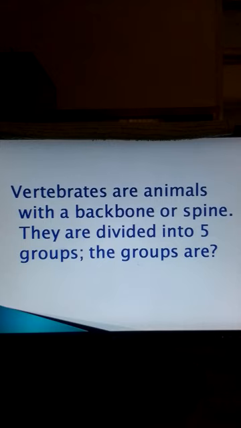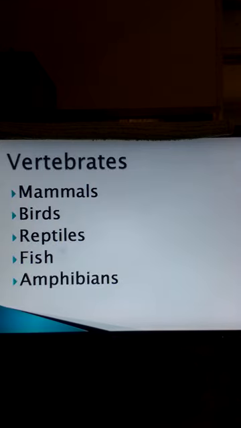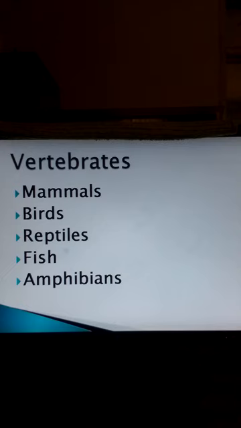Vertebrates are animals with a backbone or a spine. They are divided into five groups. Name the groups. The answer is mammals, birds, reptiles, fish, and amphibians.